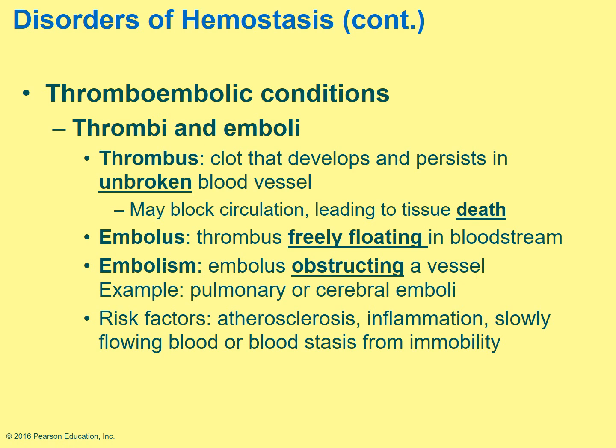A thrombus is a clot that has developed and it persists in an unbroken blood vessel. And like I say, it may end up blocking circulation, leading to tissue death. An embolism is when you have an embolus, which is a free-floating clot in the bloodstream, and it has now moved and it blocks or obstructs the vessel. So a pulmonary embolism is when you have a clot basically in the lungs. Cerebral embolism is when it's in the brain.